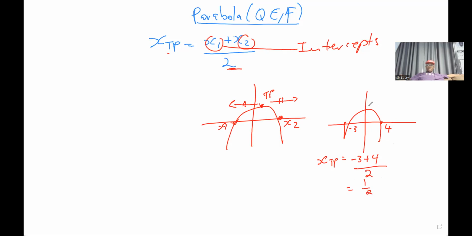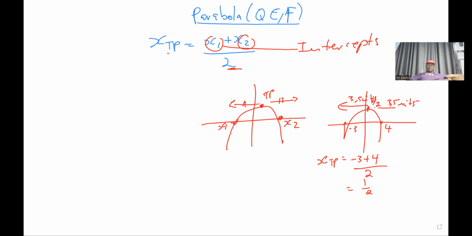Right? So here it's a half. So I have 1 over 2. So the distance from a half to 4 is 3.5 units. Also, the distance going the other way is going to be 3.5 units.